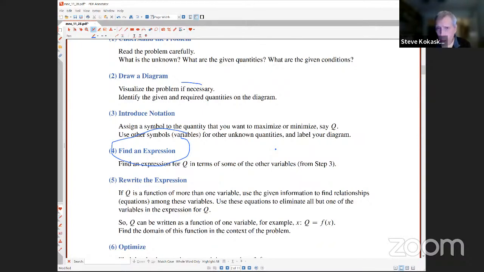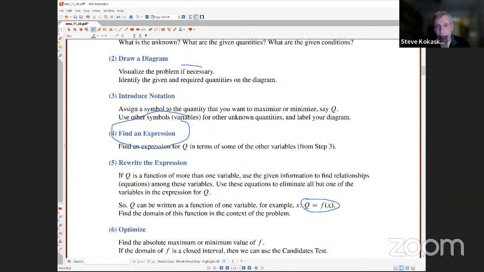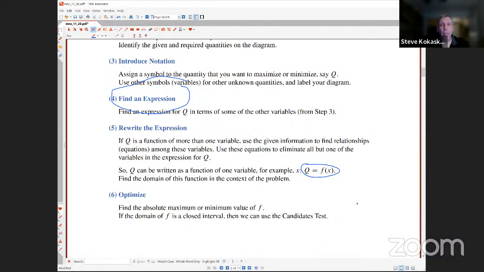And so what we've got to do is somehow get Q in terms of one variable. We've got to use the relationships that are given to us in the problem so that we can eliminate one of the variables, write one variable in terms of the other. So that eventually, if everything's working here, we want to get an expression for Q in terms of just one variable, and I'll call it X. Wow, that's a lot to do just to get this function, and then I'm golden.